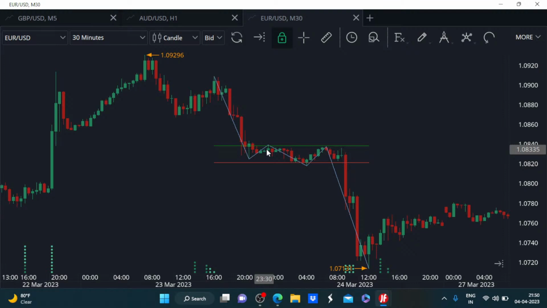So from an intraday perspective, I think time frames like half-hourly or even hourly are going to be quite good for this formation, the rectangle formation. Let us see more examples in different instruments.